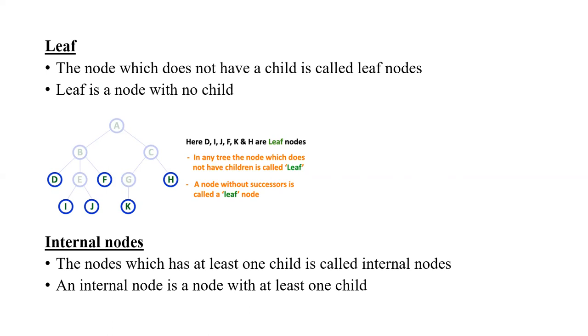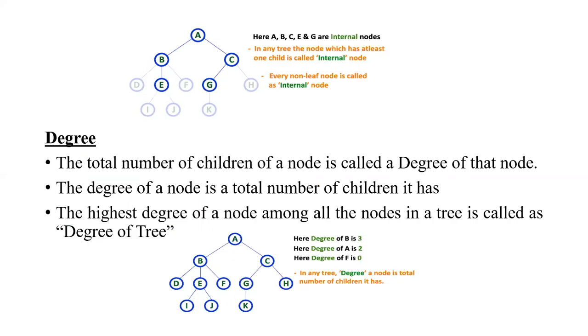Internal nodes. The nodes which have at least one child are called as internal nodes. An internal node is a node with at least one child. Here, A, B, E, G, C are internal nodes as they have at least one child. And every non-leaf node is called as internal node.